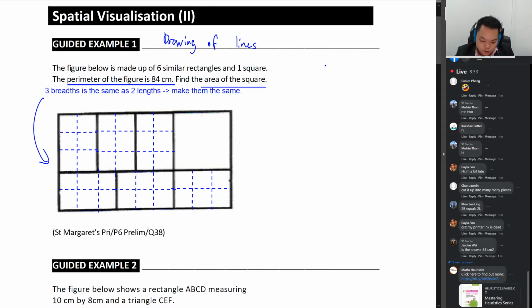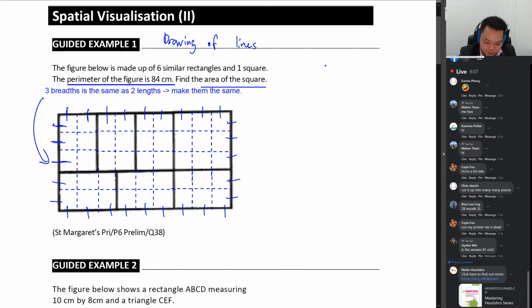Alright, so once you've got this already, we can cut this further up like so. And you see that if we cut them up like this, we would end up with 1, 2, 3, 4, 5, 6, 7, 8, 9, 10, 11, 12, 13, 14, 15, 16, 17, 18, 19, 20, 21, 22, 23, 24, 25, 26, 27, 28. We would end up with 28 small squares length.